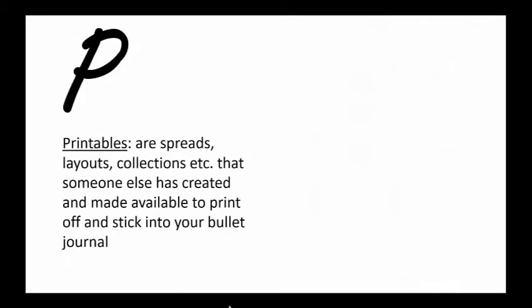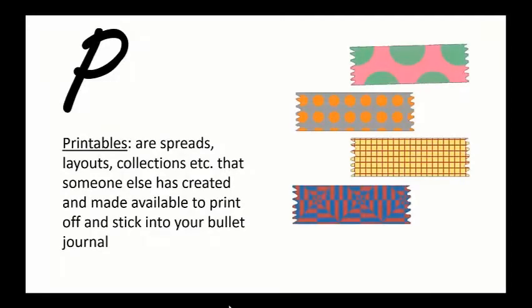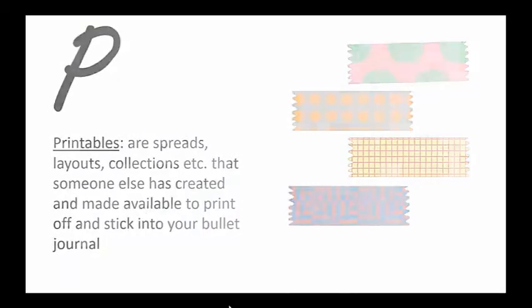From here, we go to P. And for P, we have printables. Printables are spreads. They might be a layout or a collection that someone else has created and made available to print off and use in your bullet journal. Sometimes these are even stickers as well. And here's an example. Someone's created this faux washi tape and put it online that you can download, print off, and stick it right into your bullet journal. Printables are a great option for those of us who are maybe not as artistic or don't feel comfortable drawing in our journals.